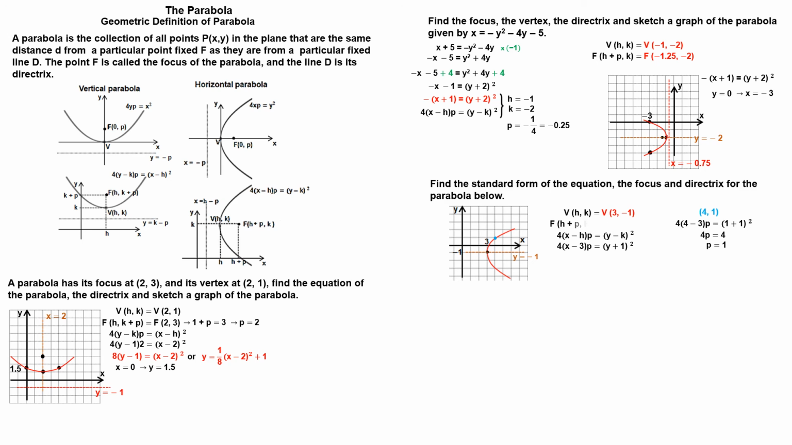The distance from the vertex to the focus is equal to the distance from the vertex to the directrix. So the directrix has equation x equals 2. At last, we write the equation of this parabola. Let's see another question.